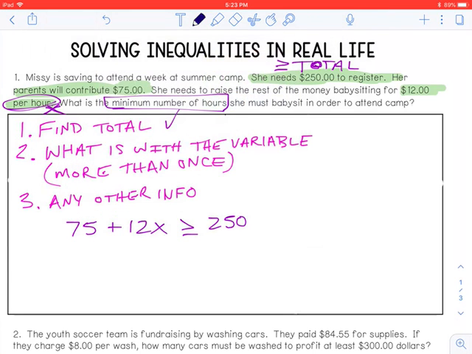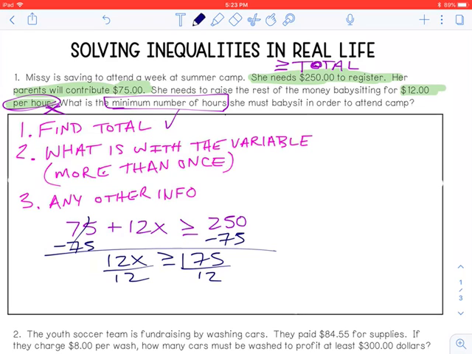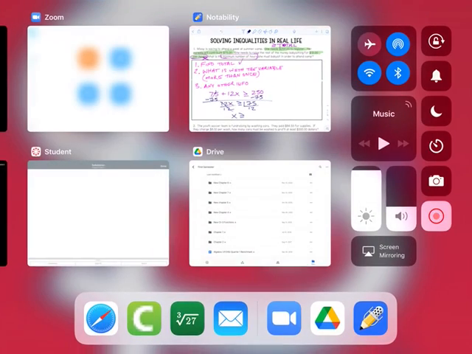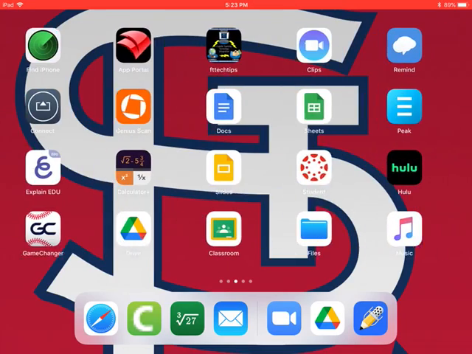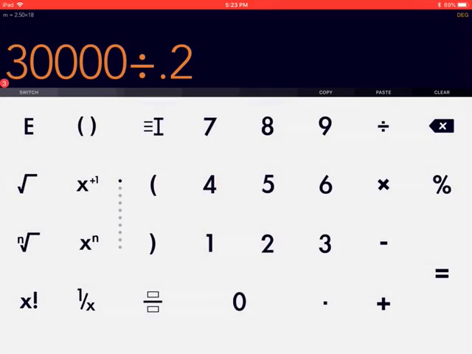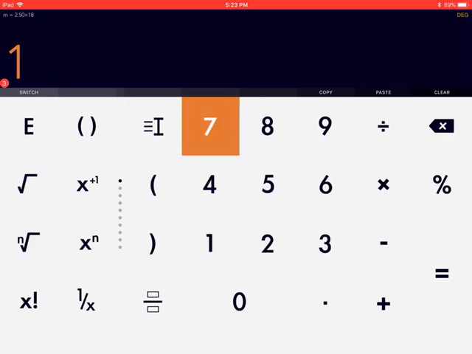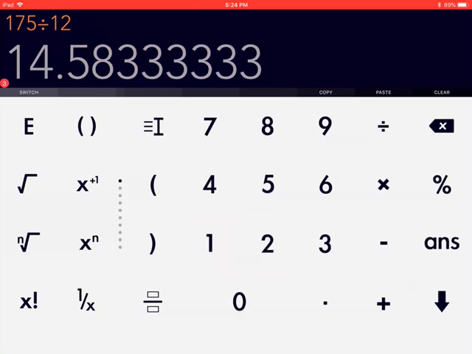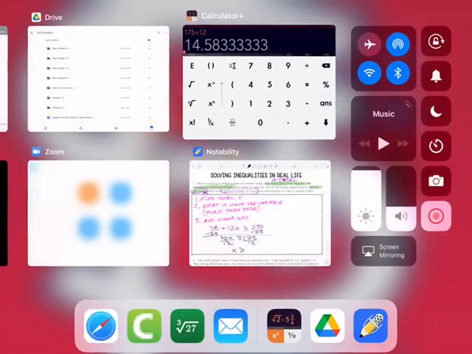Okay, but again, got to set it up correctly first and then solve. So in this case, I'm going to go ahead and subtract 75. And I've got 12x greater than or equal to 175. And then I divide by 12. And so, in that case, I don't know what that is. So I'm going to go to my calculator, which is right here. So 175 divided by 12, 14.5.